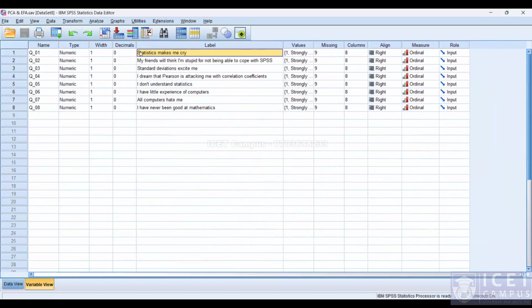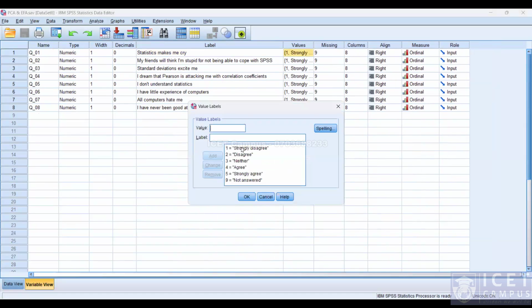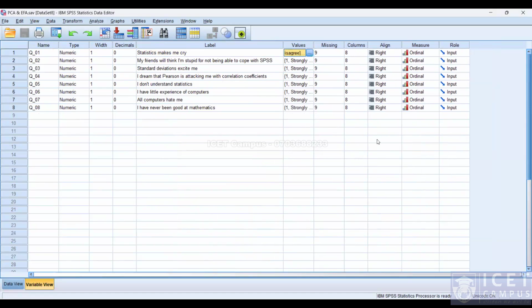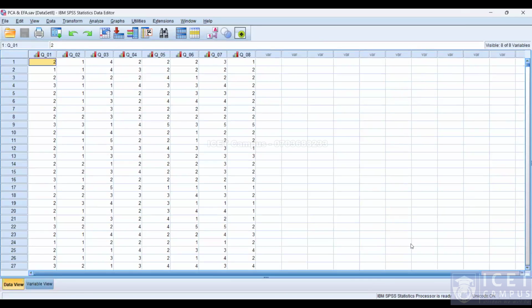Here you can see the scale: strongly disagree is one, strongly agree is five. The ninth one is not answered; there is no answer for the questions. All are ordinal measurements. Then we can enter these data.